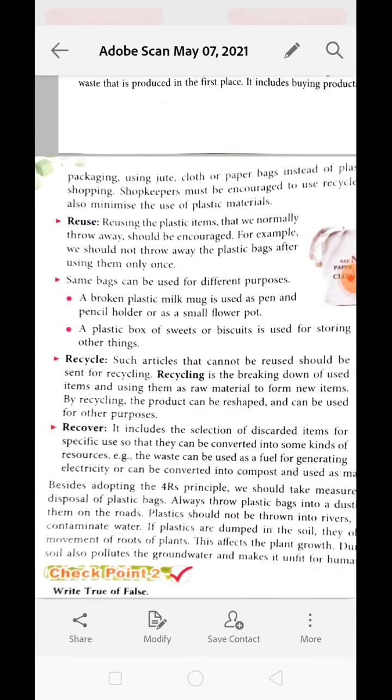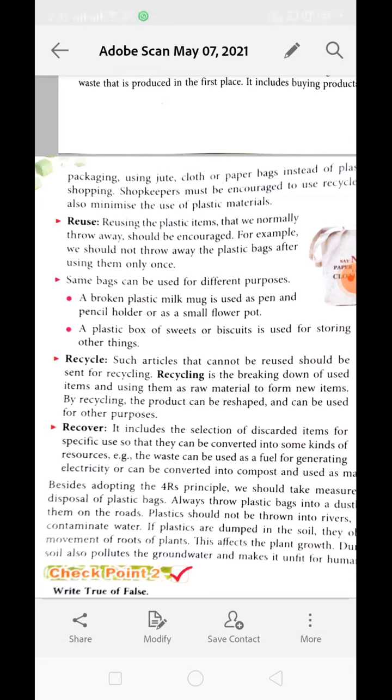Recover includes selection of discarded items for specific use so that they can be converted into some kind of resourceful thing. For example, you may have heard that plastic items have been used to generate electricity. Understood? Or they can be converted into compost and used as manure.